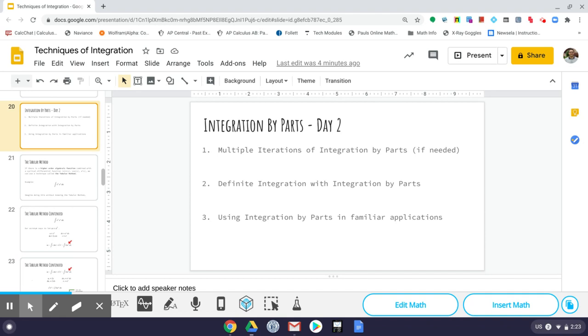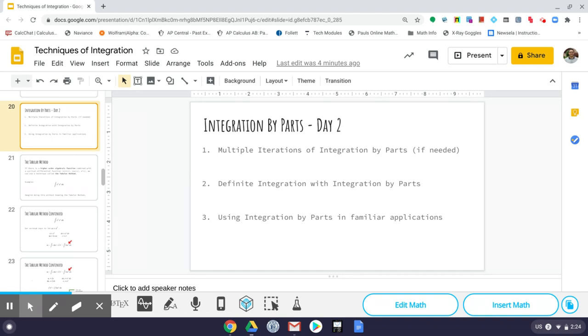It works when we have multiple iterations of integration by parts needed. So if I come into an integral and I'm going to have to do integration by parts more than once in the same problem, which is possible, we're going to figure out a way around that in some situations. So we're going to talk about that, which is really nice. The second thing we're going to talk about is definite integration with integration by parts.